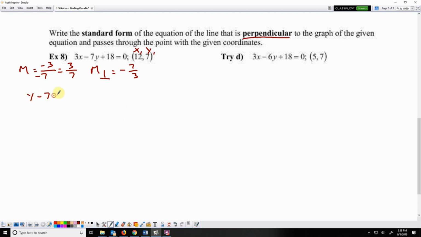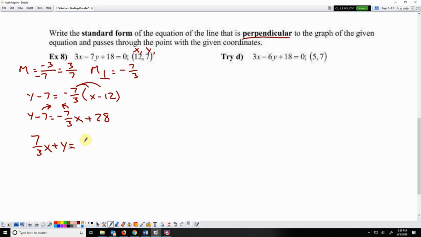Y minus y1 equals m times x minus x1. So I get negative 7/3 x and positive 7 times 12 divided by 3. I could do the 12 divided by 3 now, which is 4, times 7 is 28. Move that 7 over, move the negative 7/3 x over. And then 28 plus 7 is 35.